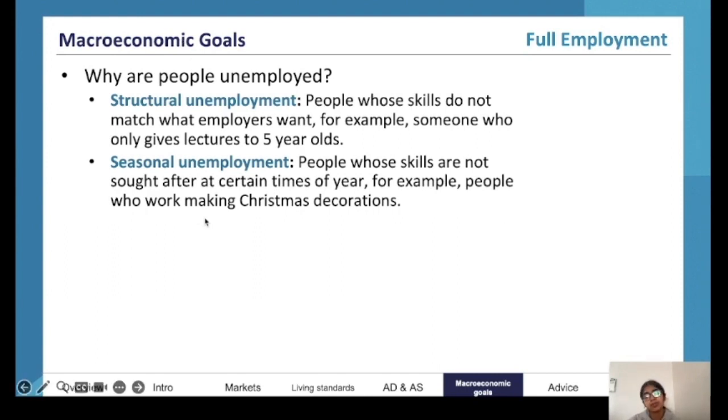Another example is, let's say, ski instructors. Obviously it only snows in winter. If your skill is to be a ski instructor, there's really no demand for you in summer, just because your job doesn't exist in summer.